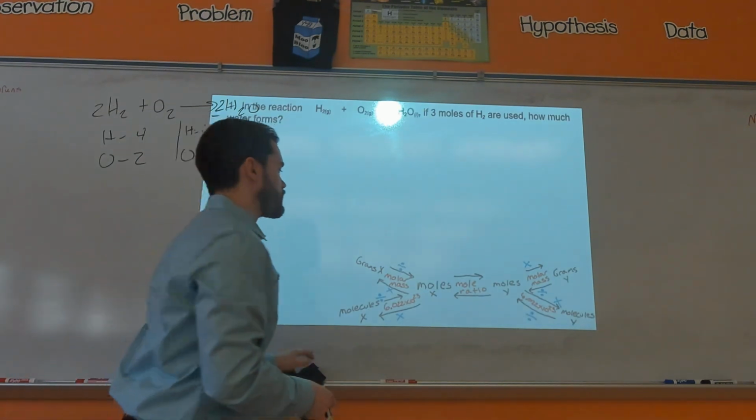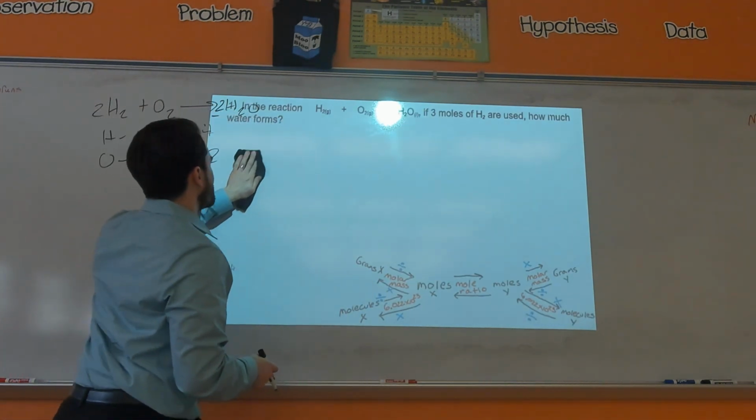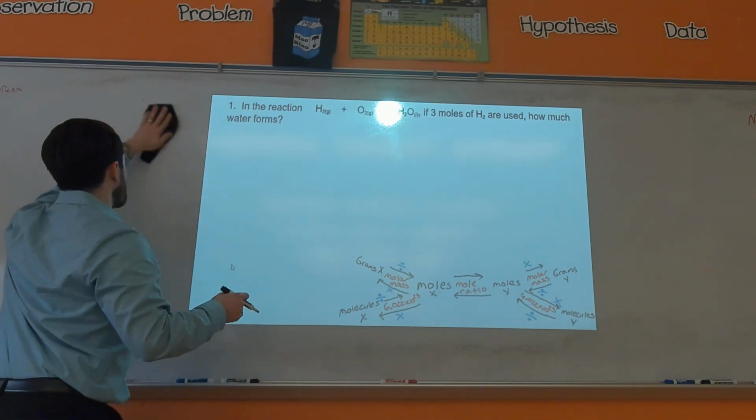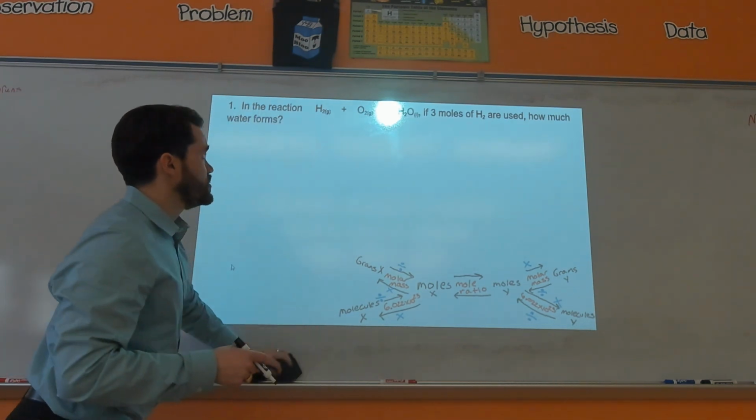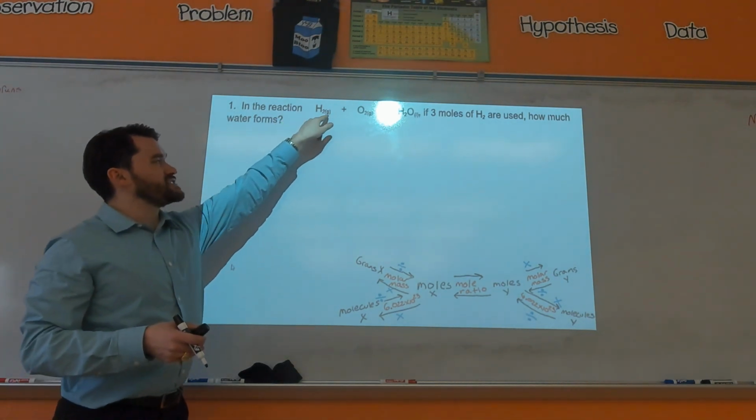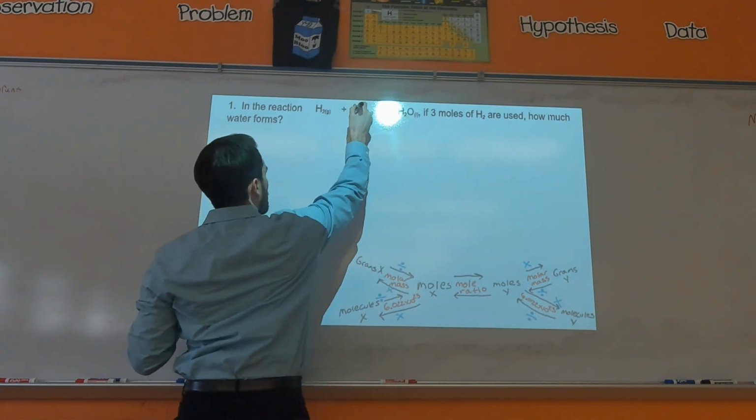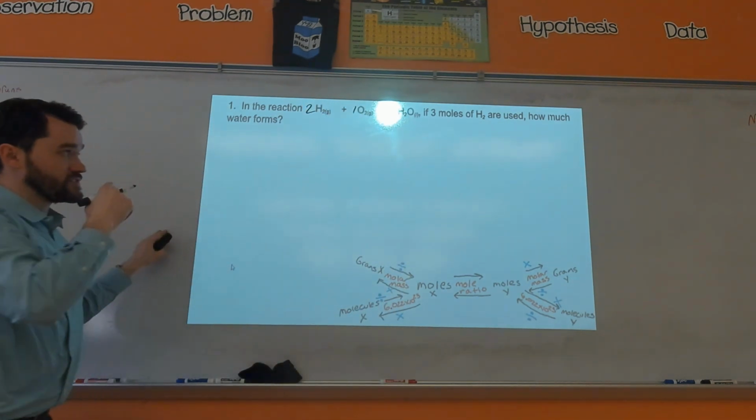All right, so looking at a problem of what this would look like, they're telling us in the reaction we have H2 plus O2 gives us H2O. So the same reaction we just did. So first step is you have to balance the equation. That's why I have spaces there. And we just did that, so I'll just copy that over. You have 2, 1, and 2. So that's your balanced equation.